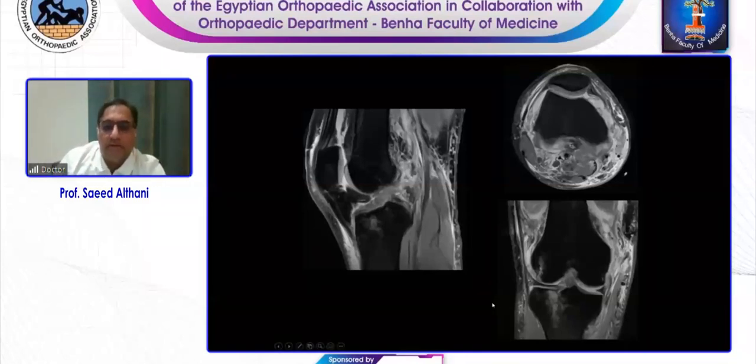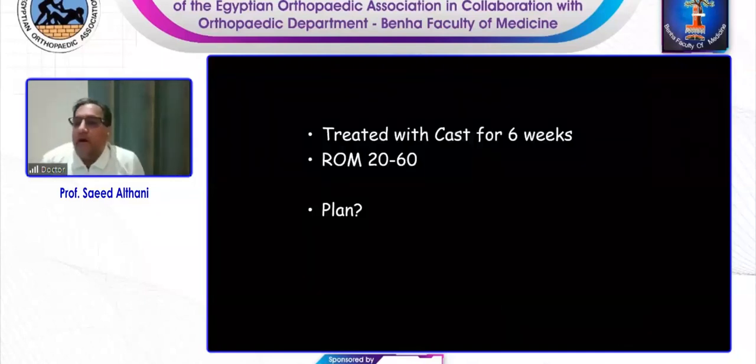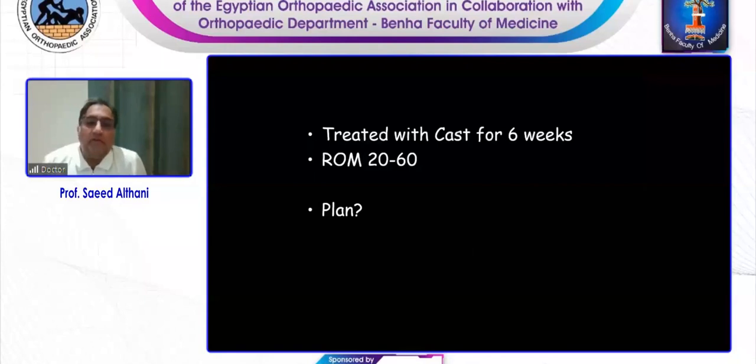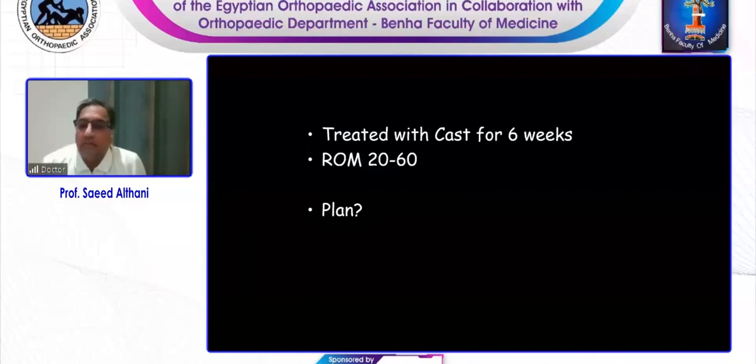This patient presented to my clinic 6 weeks after. He was treated conservatively. He had a cut wound around the knee; they sutured it and treated him with a brace, and he presented to me with a stiff knee and a range of motion of 20 to 60.